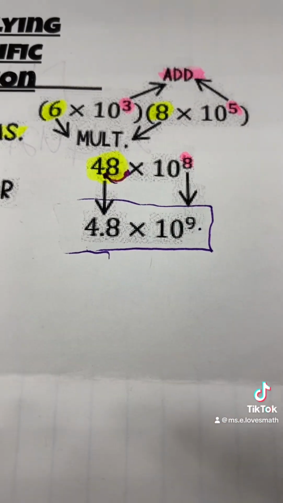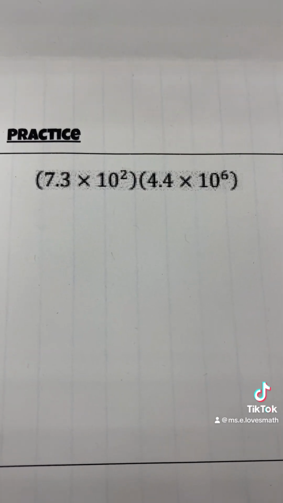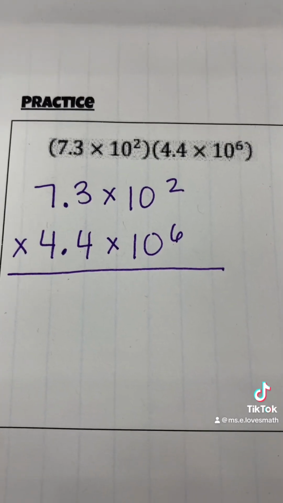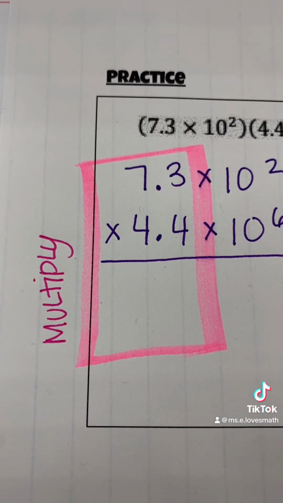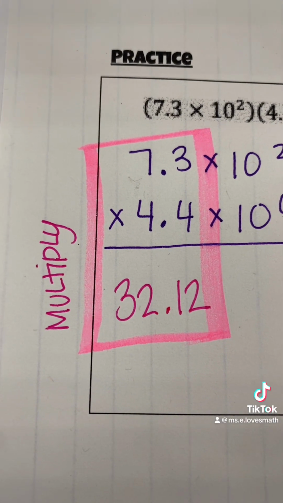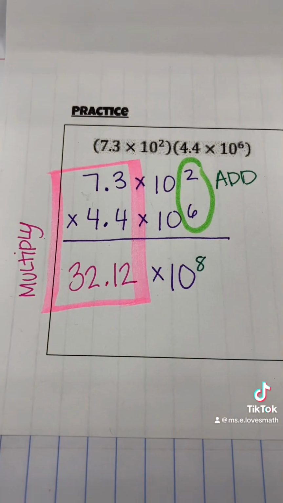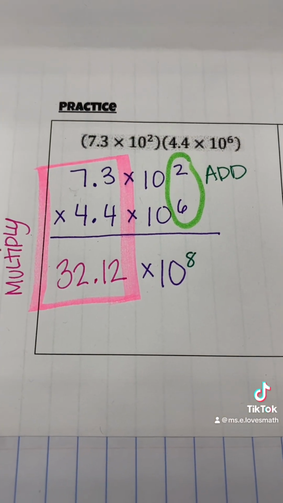Let's do another example. Here's our next example. I'm going to set it up a little bit different. Here's our setup. Step 1 is to multiply the mantissas. 7.3 times 4.4 is 32.12. Next step is to add the exponents. 2 plus 6 is 8.